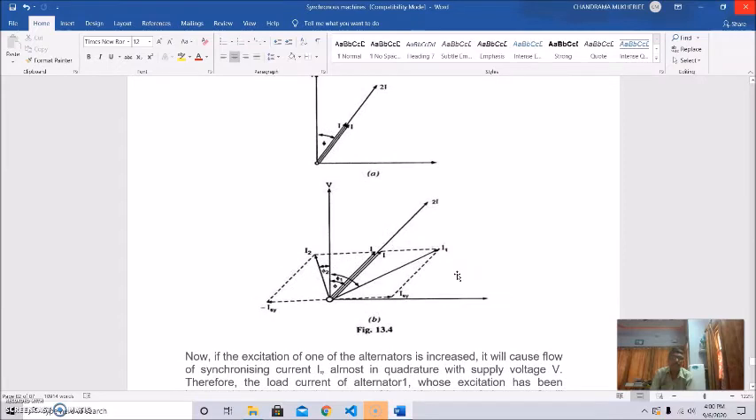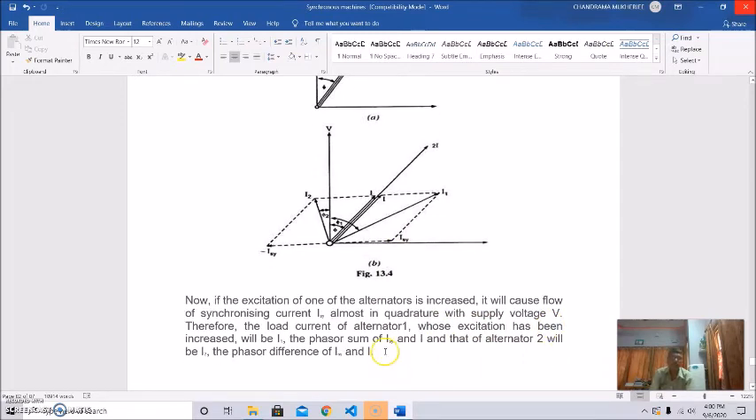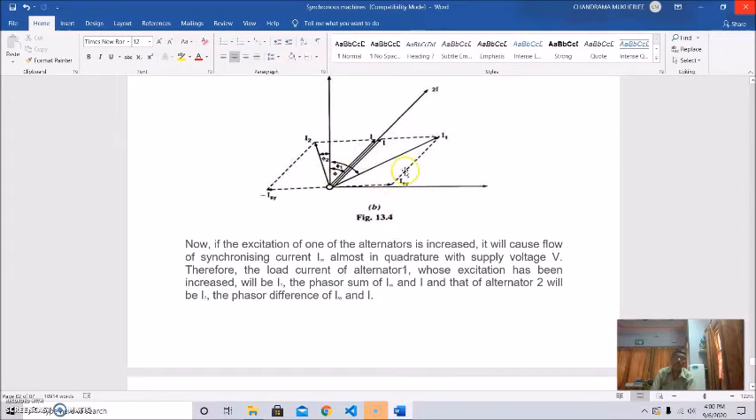If the excitation of one of the alternators is increased, it will cause a flow of synchronizing current, ISY, almost in quadrature with the supply voltage V. Therefore, the load current of alternator 1, whose excitation has been increased, will be I1, the phasor sum of ISY and I, and that of alternator 2 will be I2, the phasor difference of ISY and I. Okay, so this is shown here.